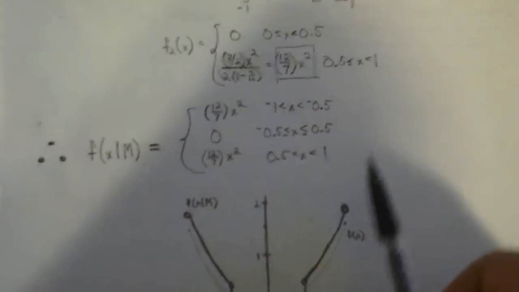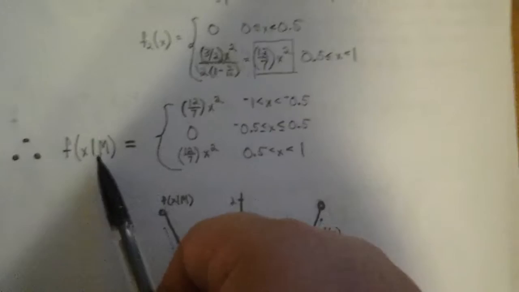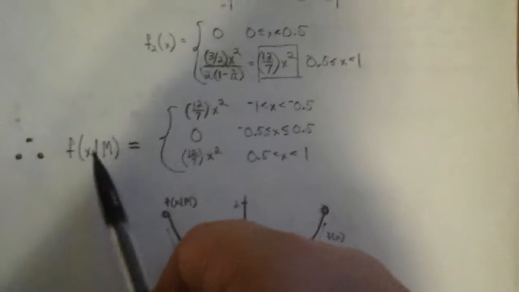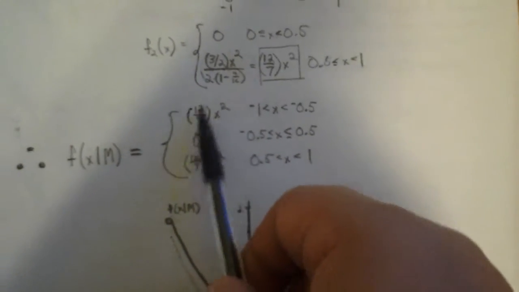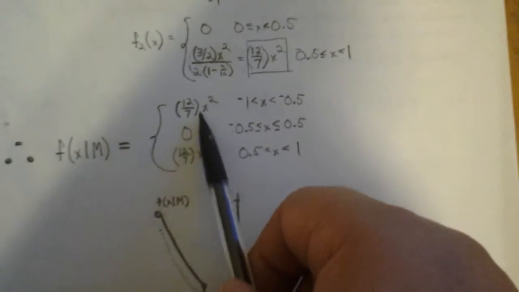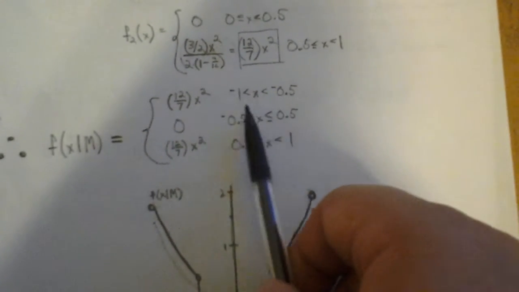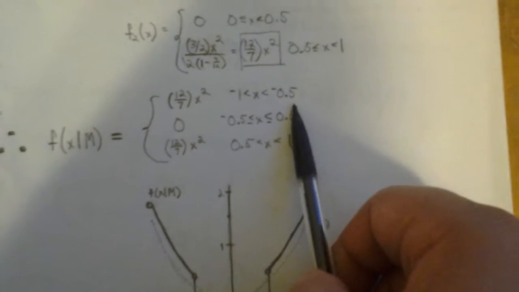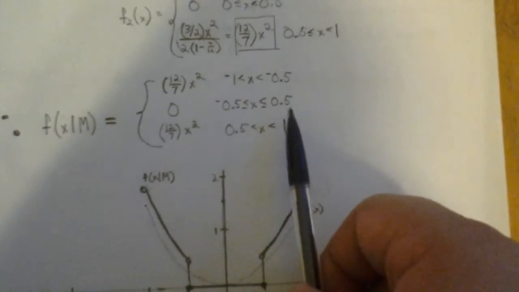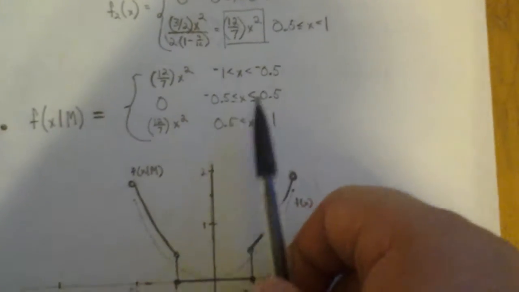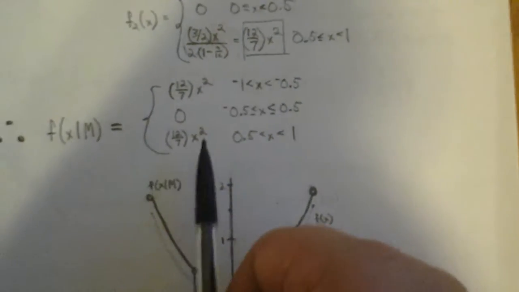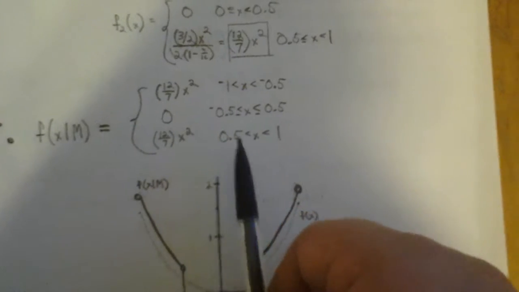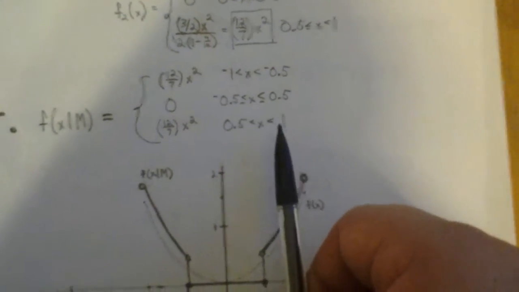So the ultimate answer to our new density function, under the condition that it exists within the actual M space, is that we have it defined as 12/7 x squared from -1 to -0.5, 0 in this region between -0.5 and 0.5, and 12/7 times x squared between 0.5 and 1.